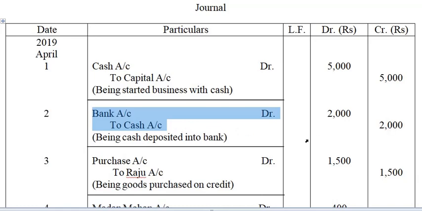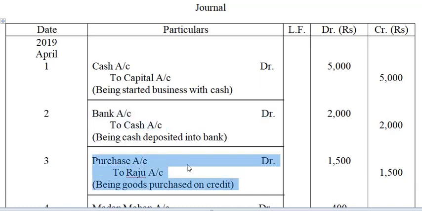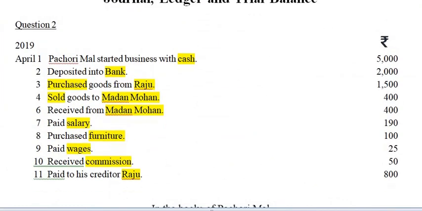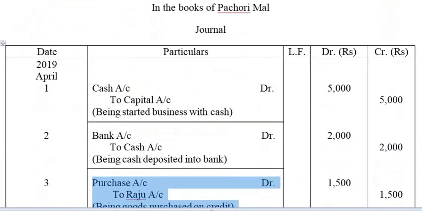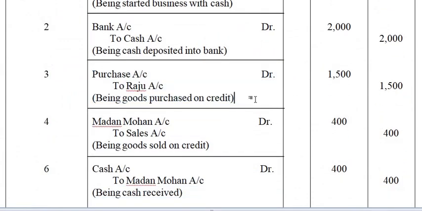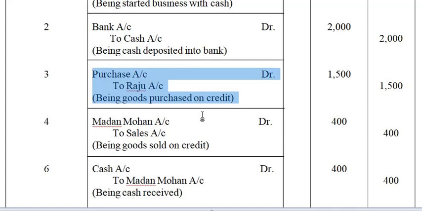Now the third entry, purchased goods from Raju. You are purchasing goods from Raju, and I have already mentioned before we start the journal entries that this is a credit transaction. What are the credit transactions, what are cash transactions? We have already discussed this. So simply we are talking about the journal entry here. So we will write this. You are purchasing goods from Raju.